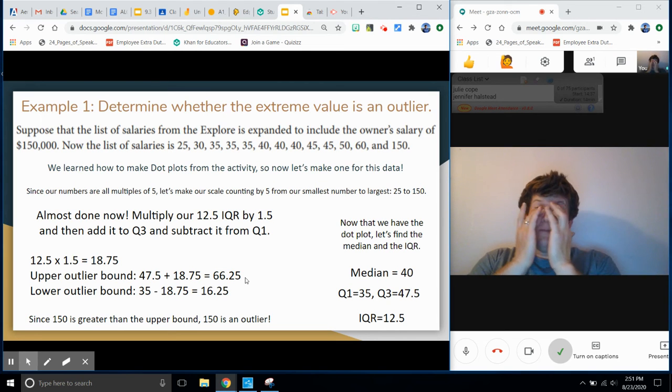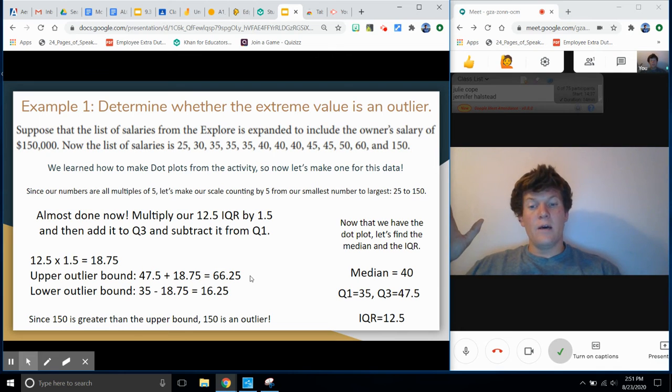So a lot of the times you'll be able to see it visually, especially with an example like this. We did the dot plot. We saw how far away that 150 was. It was clearly an outlier. Some other times it's not going to be as easy. For example, what if we had a 67? It would look far away, but is it far away enough? And it turns out it's pretty close. But a 67 would be an outlier because it's more than our upper bound. What if it was a 65? Very close again. Might look far away enough, but turns out it's not because it's inside the 66.25.